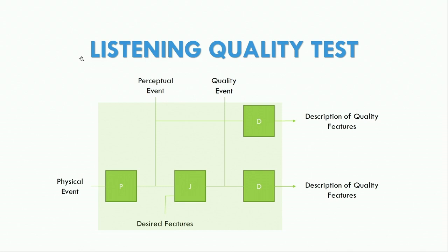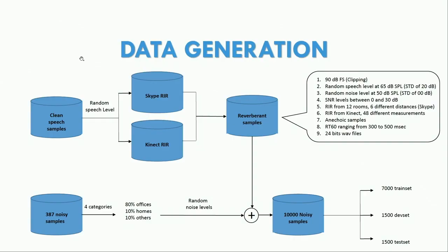So I want to now talk a little bit about how we labeled the data. Before that, one question from the previous slide. Upper right corner, second line: random noise level at 50 dB SPL, standard deviation of 0 dB, is it a typo? Yeah, it's a typo. It should be 10 dB.